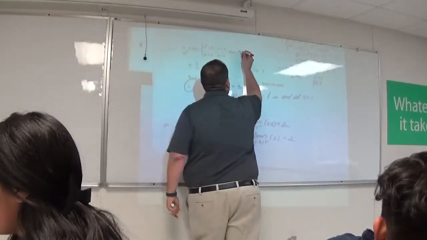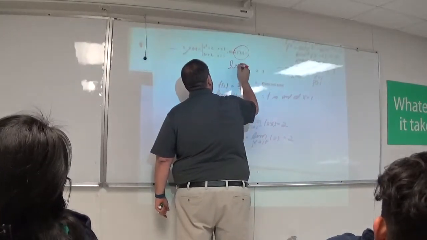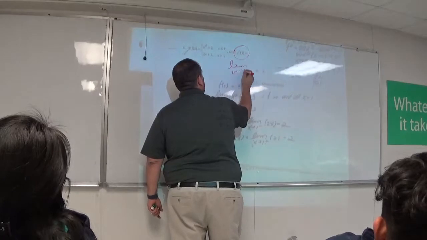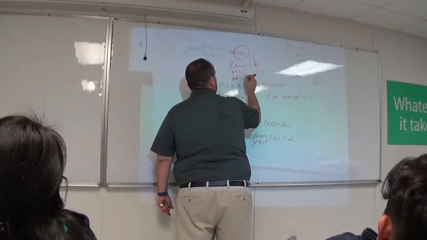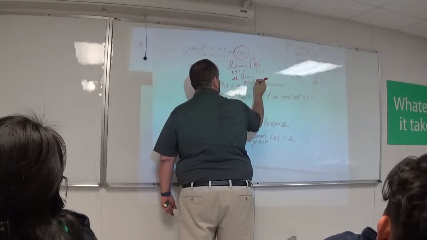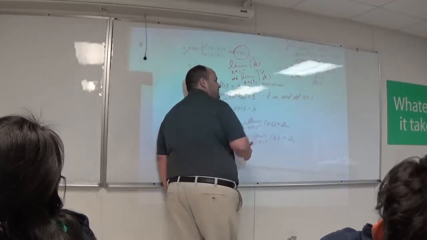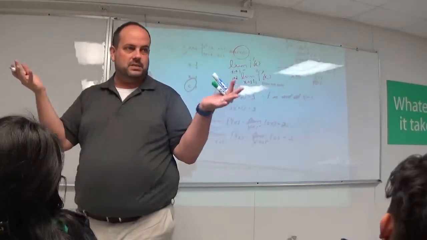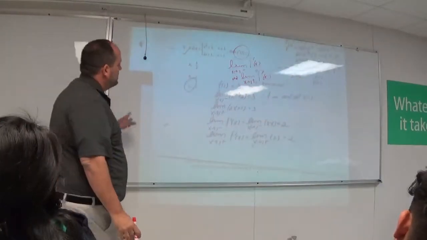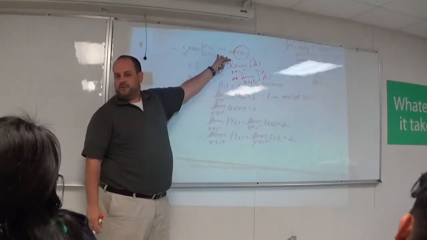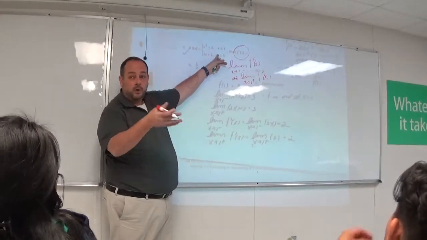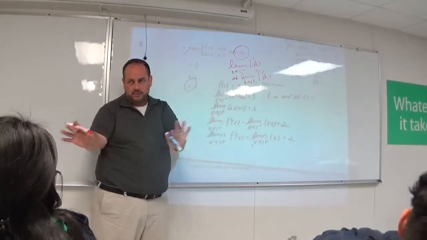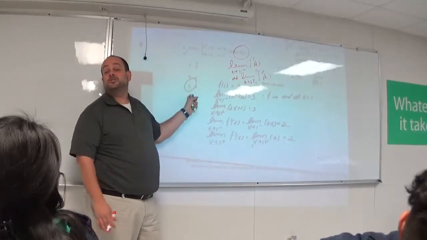For f prime of 1 to exist, you need to check the limit as x approaches 1 from the left of f prime and the limit as x approaches 1 from the right of f prime, because you have these two different pieces. I bet what most of you did is find the derivative of x squared plus 2, which is easy peasy, 2x, plug in 1, and get 2. And hey, C is the right answer.